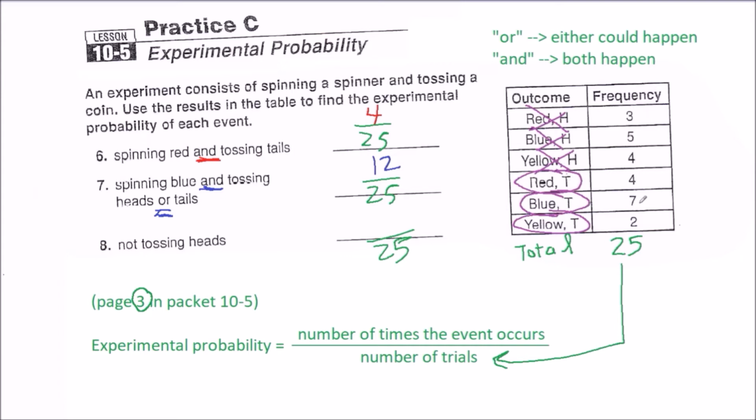So what we'll do is we'll add these up. 4, 7, and 2. I believe when we add that together, we have 13 times it happened out of 25 total. So keep that in mind when we say it could be this one or this one or this one, we're going to add those numbers together. If we said it had to be something and something else, both of them have to happen. But in this case, for this experiment, it's always out of 25 because that's our total number of trials.